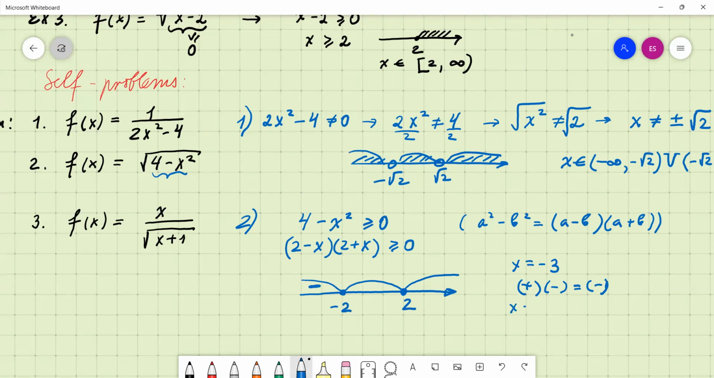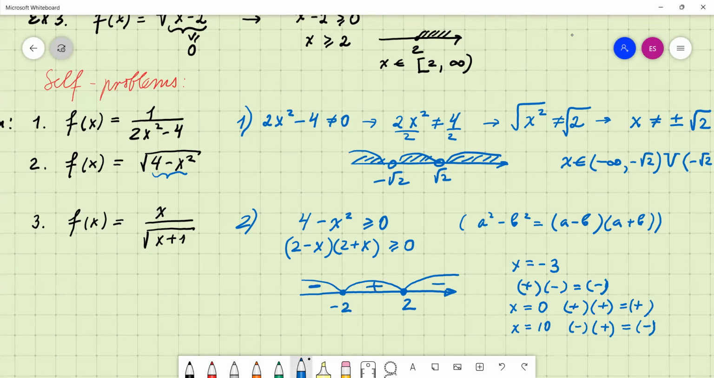Now, next point to check is x equals 0, which belongs to the interval from negative 2 to 2. 0 here and 0 here. Well, 2 minus 0 is 2, plus, and 2 plus 0 is still 2, plus, so the result is plus. I'm going to put plus here. And the last interval is from 2 to infinity. I'm going to choose x equals 10, just for fun. So 2 minus 10, obviously negative number. 2 plus 10, obviously positive number, and the result is obviously negative. So I'm going to put minus.